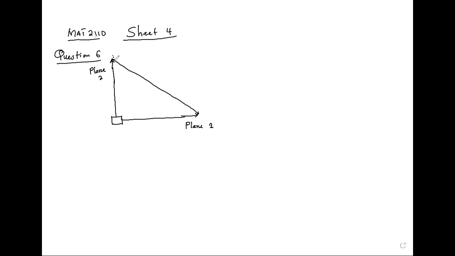So suppose we call the increase in the distance of plane 1 to be x, the increase in the distance of plane 2 to be y. Then we know that this is a 90 degrees angle here. So the other side, by Pythagoras theorem, takes the shape of x squared plus y squared.